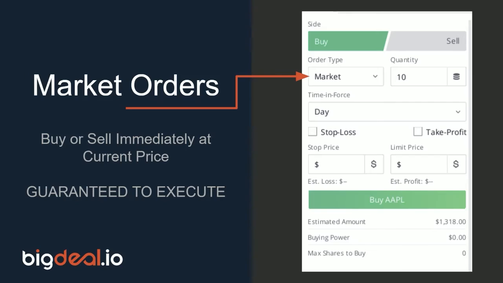So market orders, basically you're going to buy something or sell something immediately at the current price. So it's guaranteed to execute. As you see here on the right, there's no price. It's basically, I'm going to buy 10 Apple shares, and I'm going to pay whatever the current price is, regardless if it's going up or down.